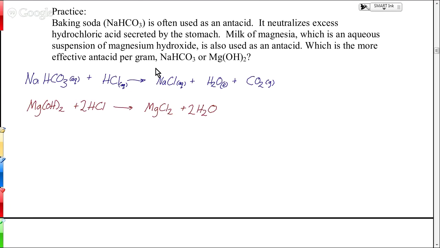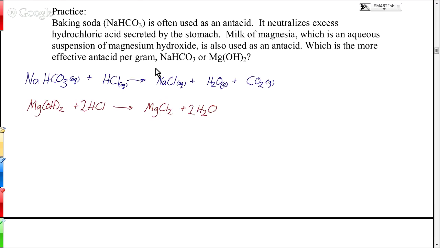Maybe let me ask that a different way. Does anybody have a good sense of how to do this problem from here? If I just said go find the answer, what would you do? Which one would neutralize more grams of hydrochloric acid? Yeah. So another way of saying that is, 1 gram of sodium bicarbonate reacts with how many grams of HCl, right?